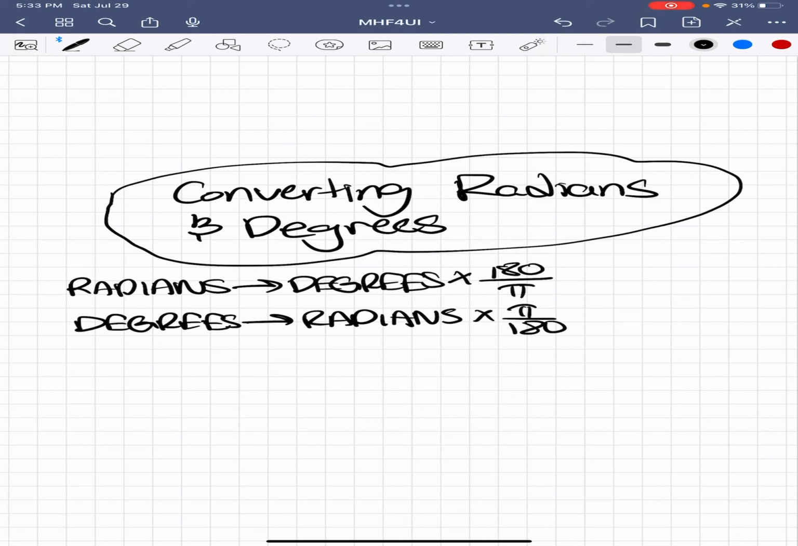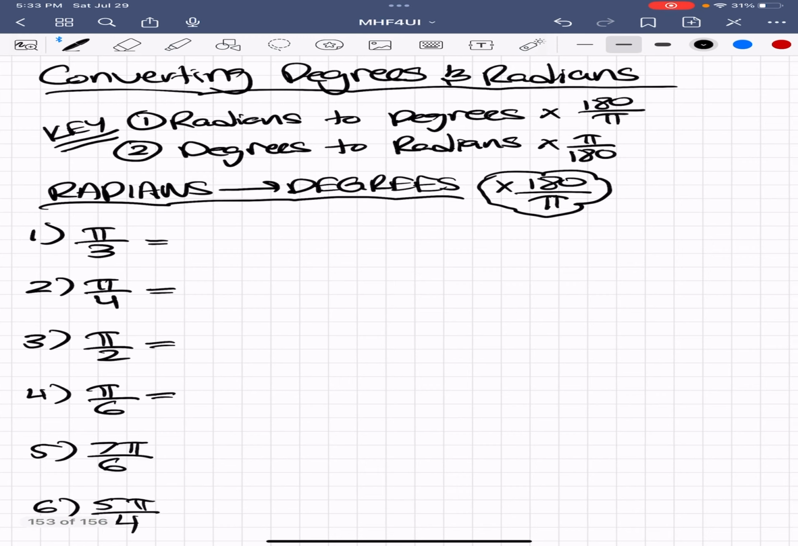To convert radians to degrees, you multiply by 180 over pi. And to convert degrees to radians, you multiply by pi over 180. So we're going to be doing some example questions, 10 of each. And I'm also going to talk about the radian circles as well, and that'll be on the second page.